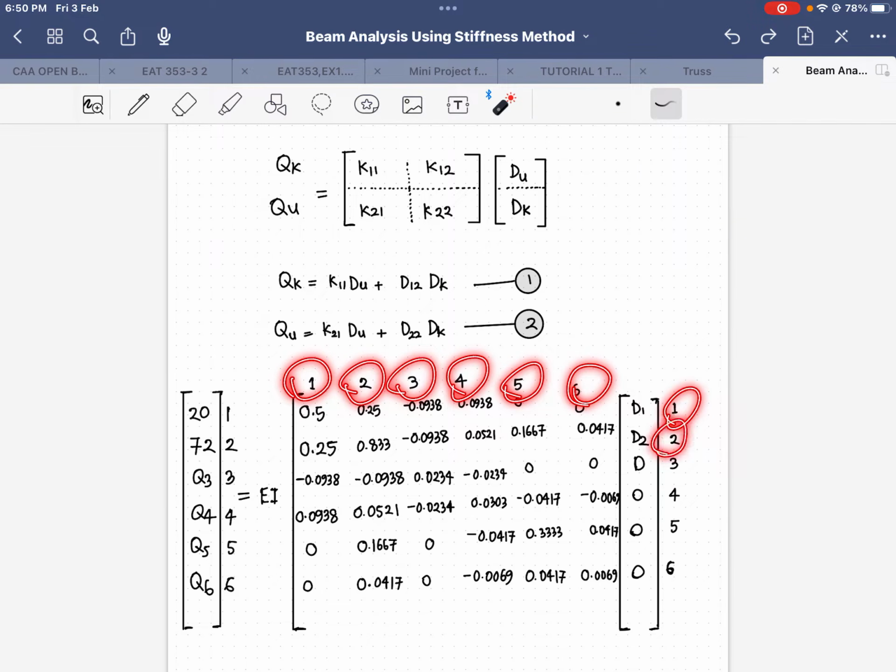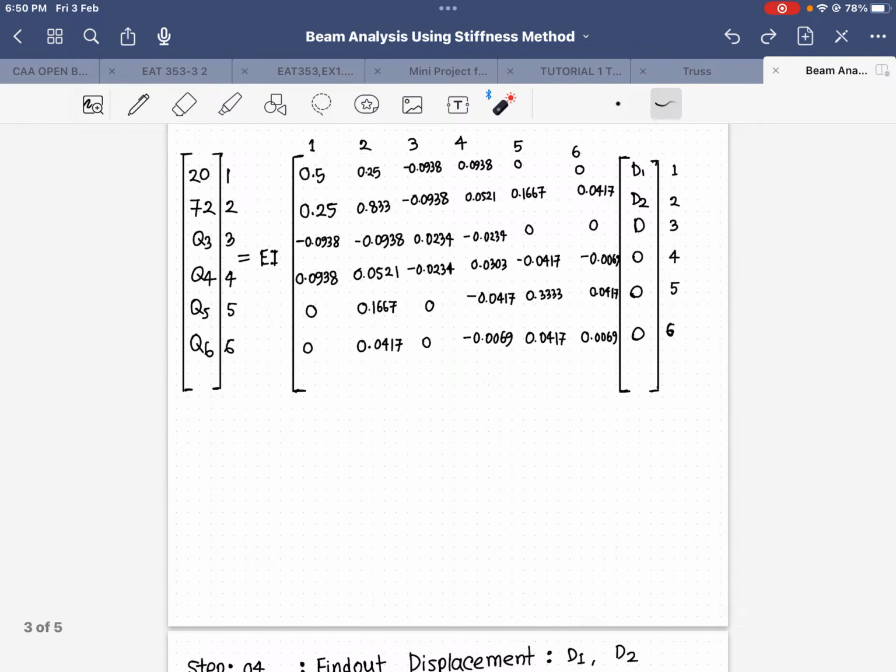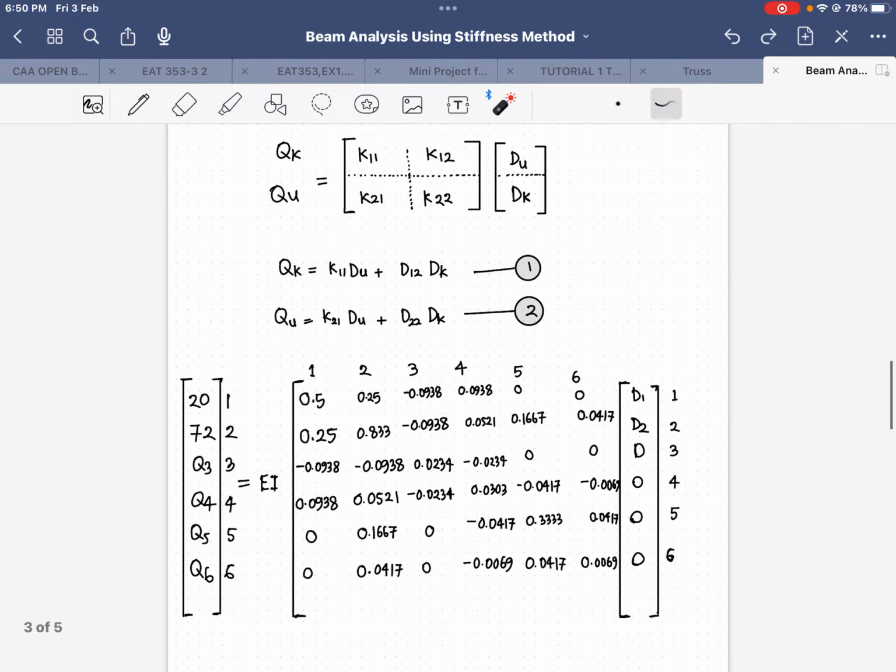All right, so 1 2 3 4 5 and 6. What I did in here, I just used the very basic formula from the matrix, the matrix addition. In matrix addition, you can add only the same row and same column, right? So in here you can see the first row first column, second row second column.